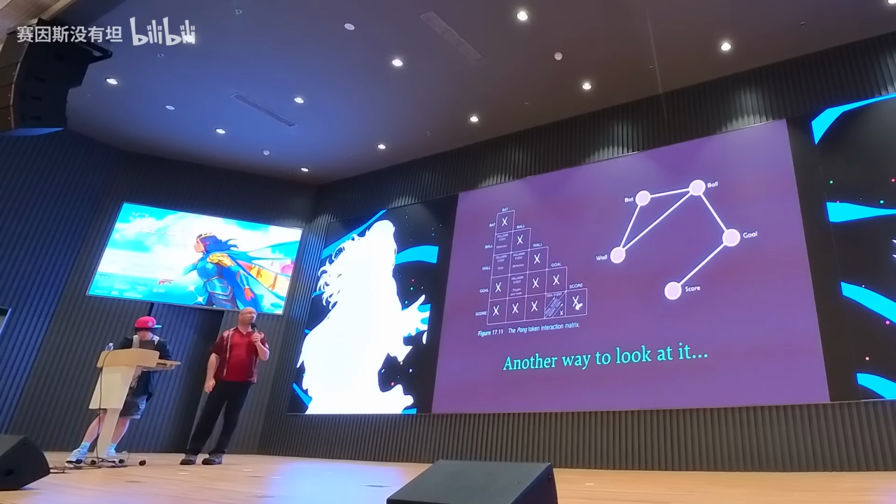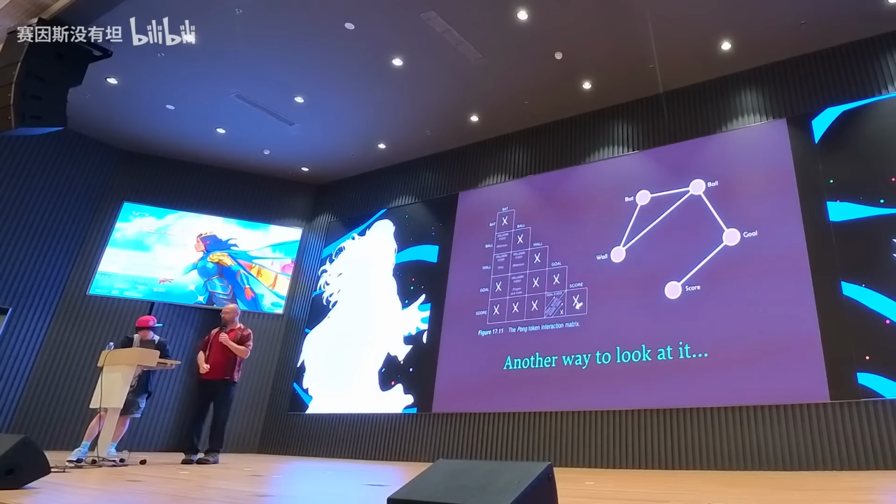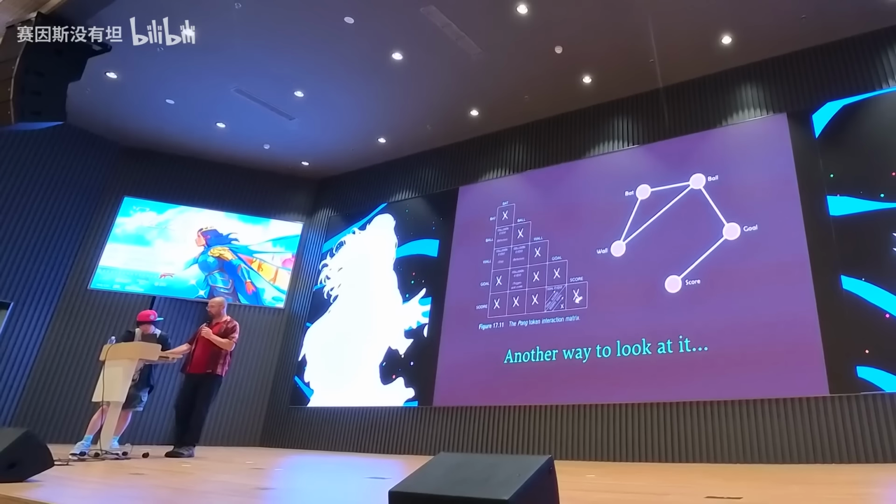Okay, and I want to introduce one more, since we're visualizing things, one more way to look at the same kind of a system.